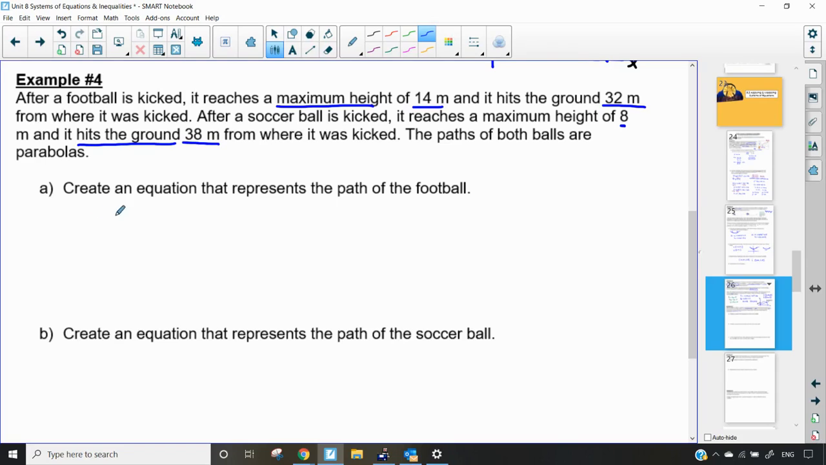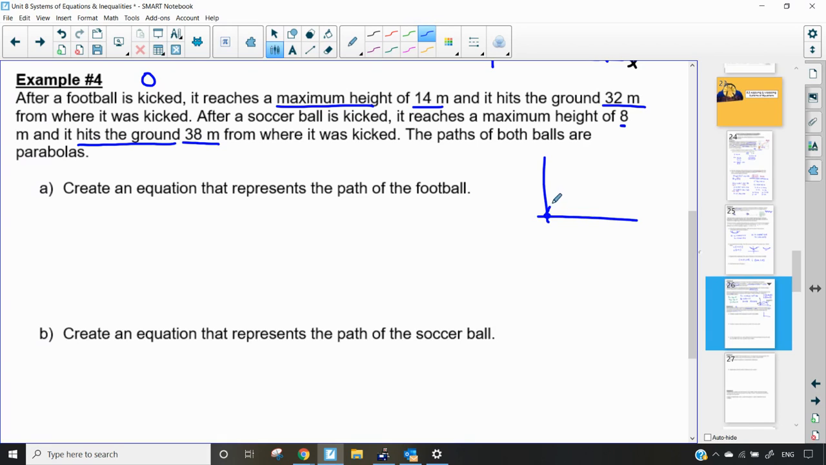Now, in order to make that equation, we have to start off with the information that we're given. We're told that the football reaches a maximum height of 14 meters and it hits the ground 32 meters from where it was kicked. Now, while we don't know the height from which the football was kicked, we do know that it started at a distance of 0 from the point it was kicked. And so we have this football, it's been kicked. We're going to assume right now the origin until we have our equation. We don't know that for sure.